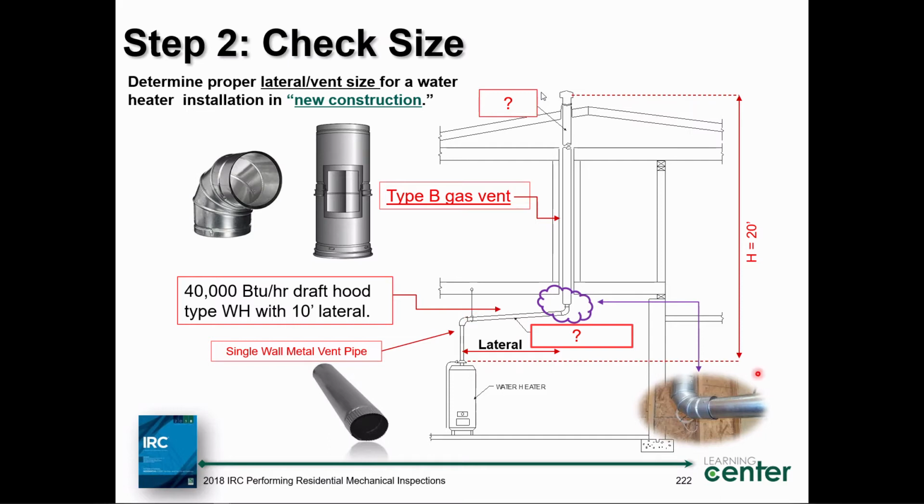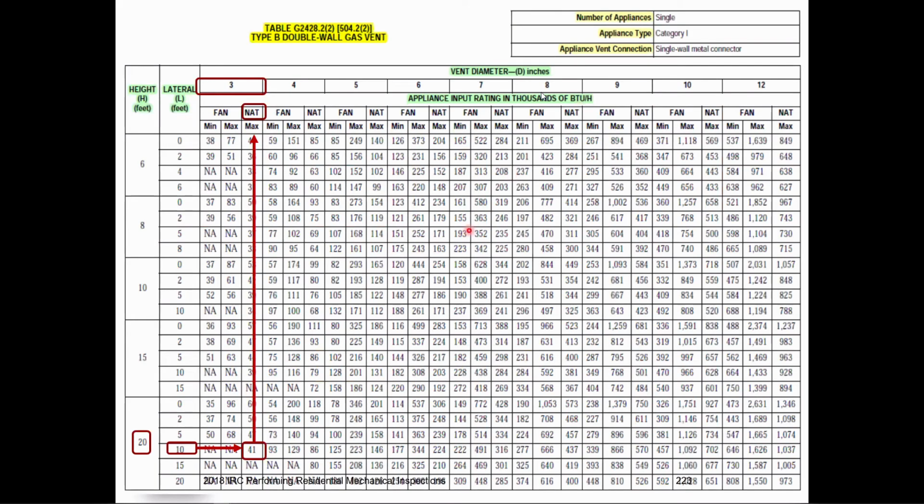Kind of looks like this. I'm going to show you how to do this. We'll size everything, the lateral and the B vent, all in one fell swoop. Look at the height. I measure the height from the top of the draft hood all the way up to the top of the pipe. It's 20 feet. The key to this is trying to find the right table, just like everything. It's a gas appliance. I'm going to go to this table, table G2428.2(2) right here.